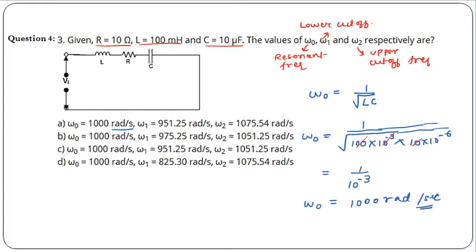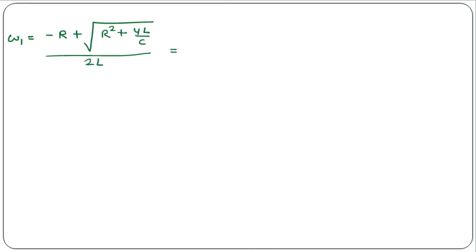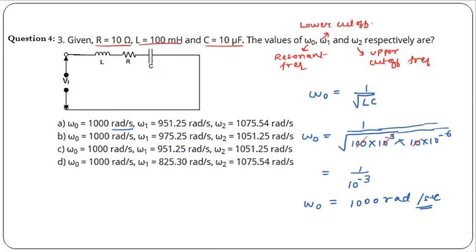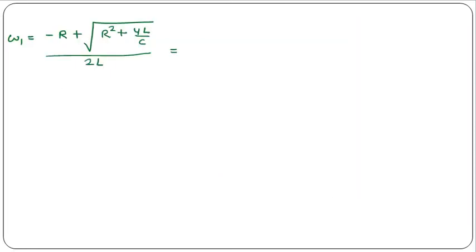Next we have to calculate omega 1 and omega 2. So omega 1 is given by minus R plus square root of R square plus 4L by C, divided by 2 into L. Okay, so this is the formula to calculate omega 1, that is the lower cutoff frequency. All the values are given. Resistance is 10 ohm, L value is 100 millihenry and C is 10 microfarad.